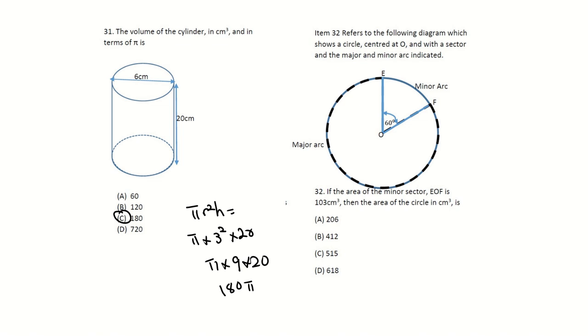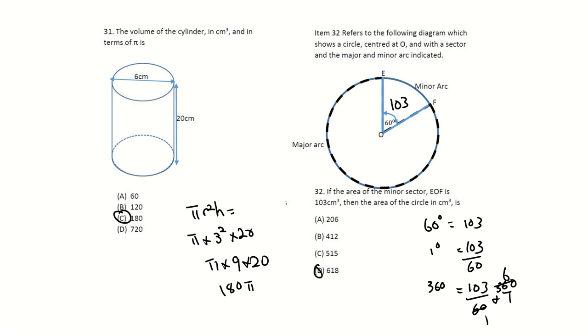Item 32 refers to the following diagram, which shows a circle with center O with a sector and a major and a minor arc indicated. If the minor arc is 103, then, they say 60 degrees is 103, then 1 degree would be 103 divided by 60, therefore 360 would be 103 divided by 60 multiplied by 360 over 1. This is 6. So 6 3s are 18, so the answer is D.